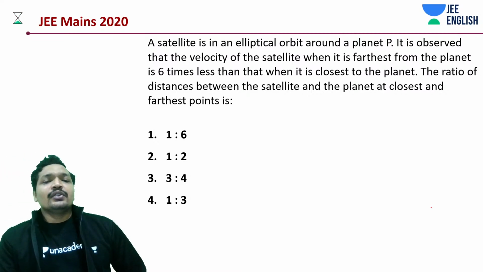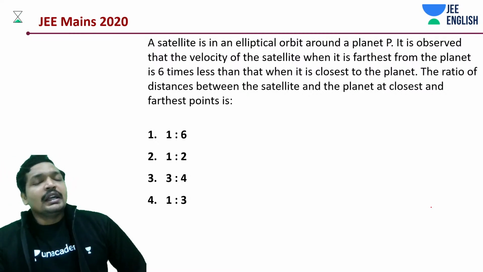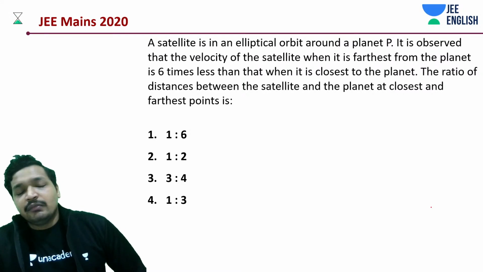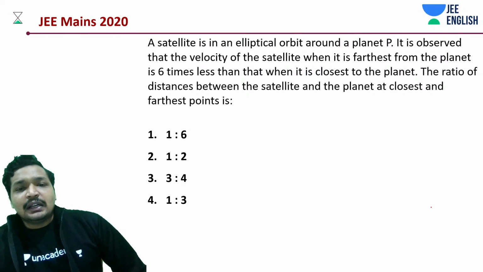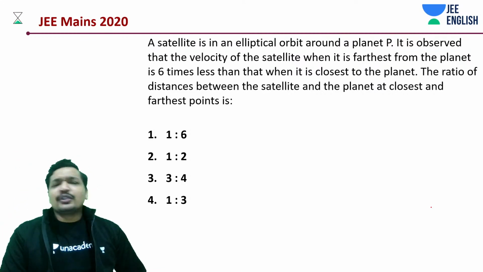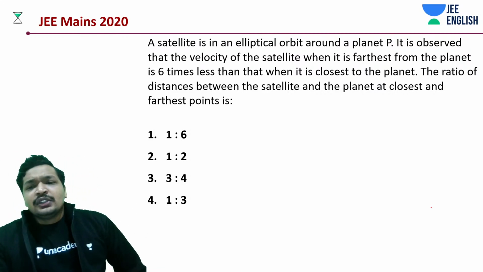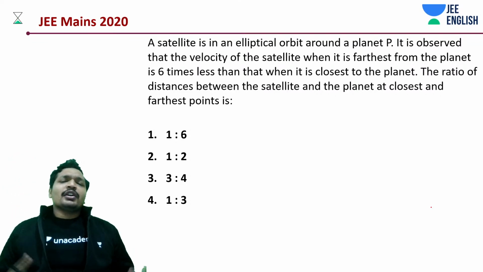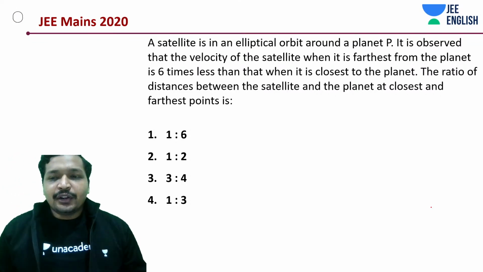Basically, they are saying that when it is far away, it has some velocity that is 6 times lesser. So you can say it's 6 times more at the nearest point. So we are basically discussing what kind of 2 points? Aphelion and perihelion, right?